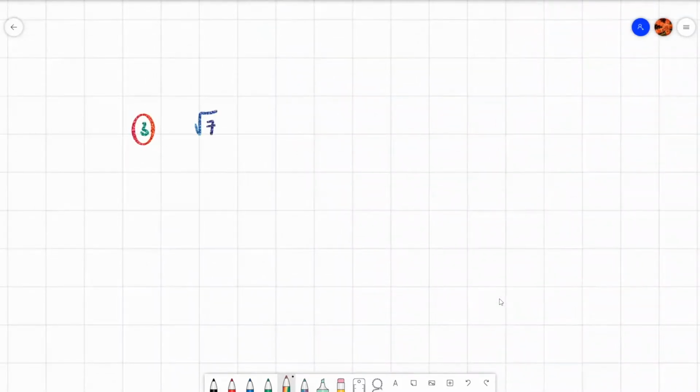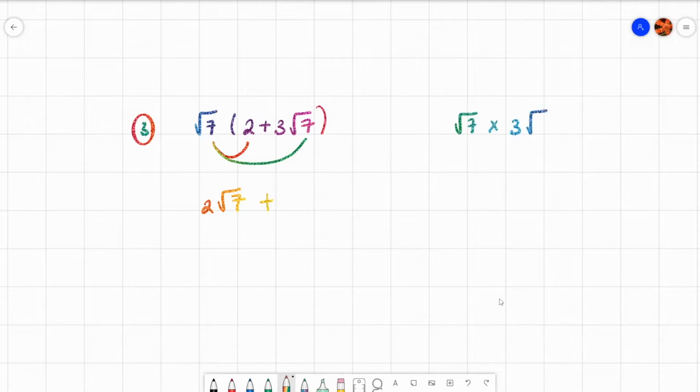Square root of 7 times 2 plus 3 root 7. Root 7 times 2 is 2 root 7, plus, now we need to do root 7 times 3 root 7. So just write that down at the side. So you times the numbers at the front together. Well, the invisible number there is 1. 1 times 3 is 3.